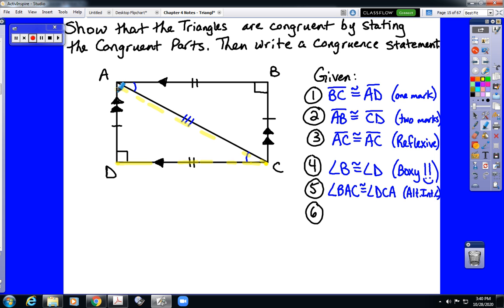And it's great that my highlighter just screwed up there. It's going to take me a minute to get rid of all those marks. Okay.